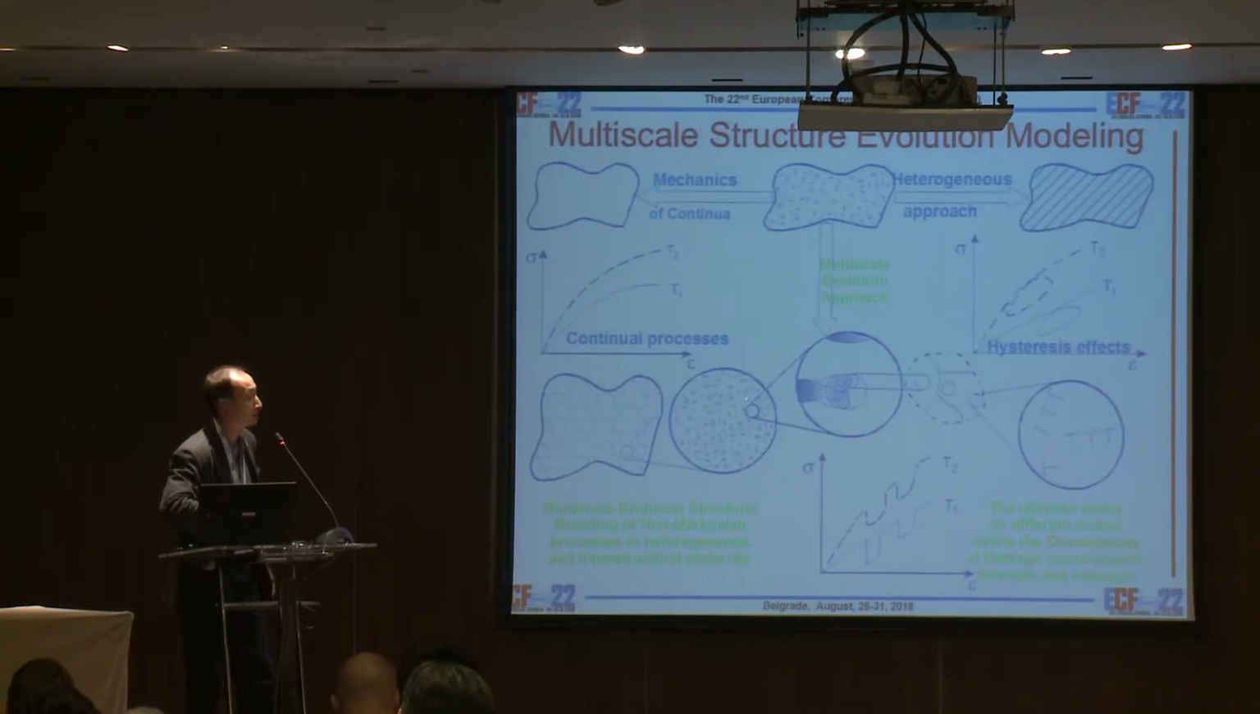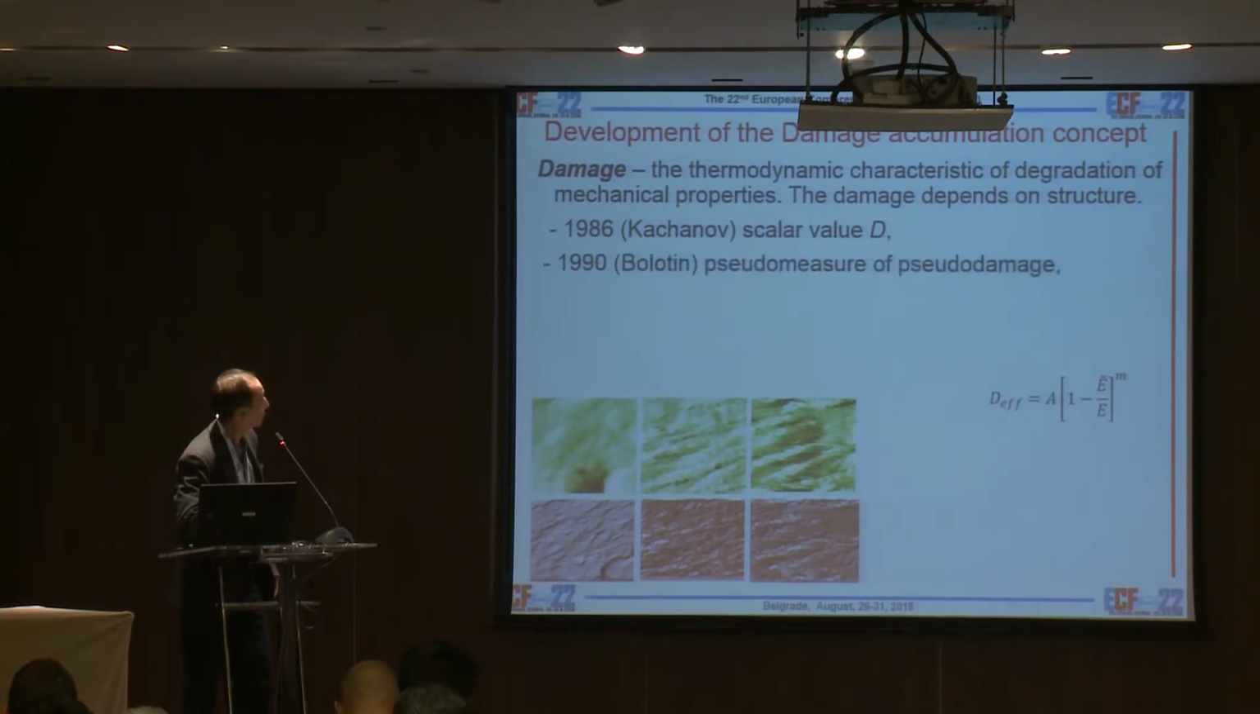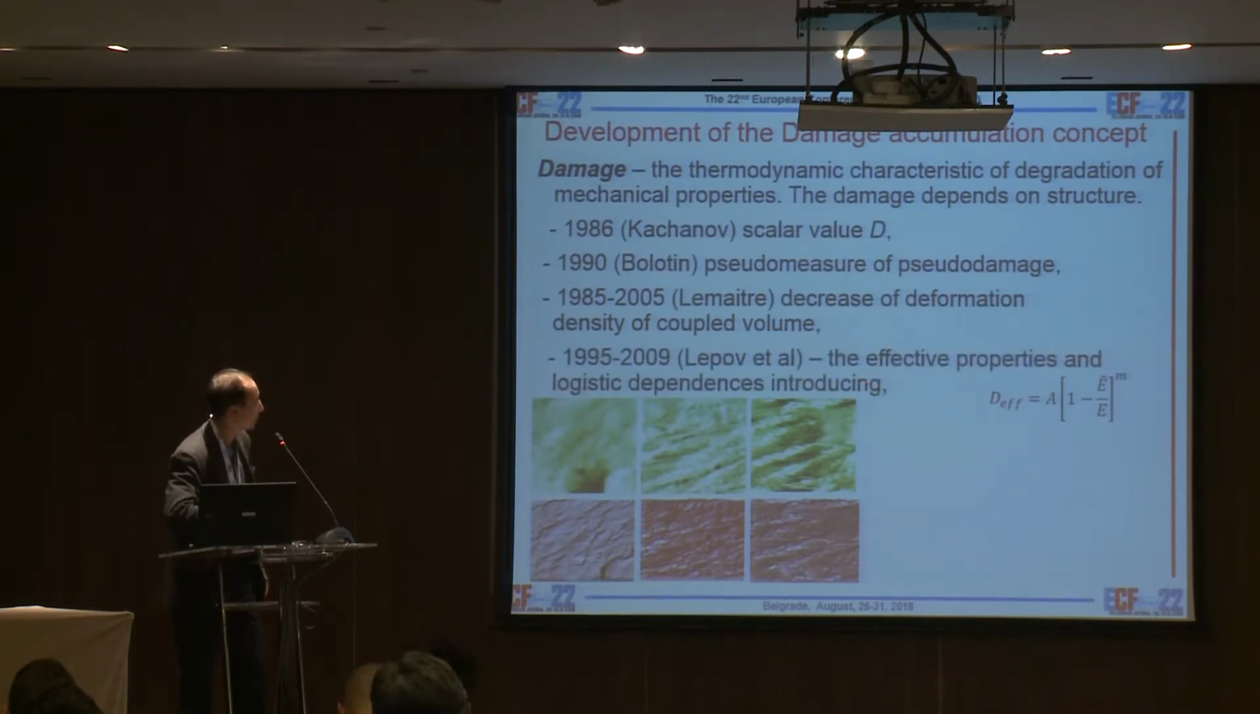It's very important that every scale has some original dependencies. It's not the same. So the damage accumulation concept was already used in the previous lecture. So we use the same, but it may be scalar, maybe some tensor, that introduces a decrease of deformation density of a coupled volume. So we use the effective properties and logistic dependencies introduced, because logistic dependencies have internal properties to include the many previous levels.